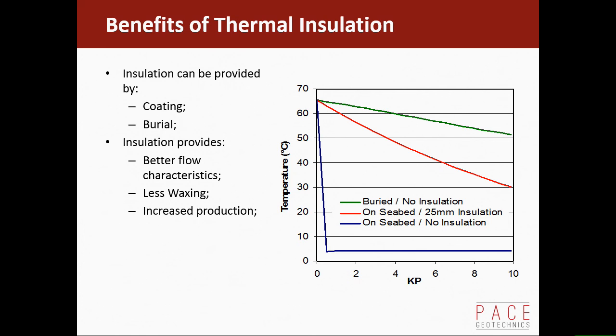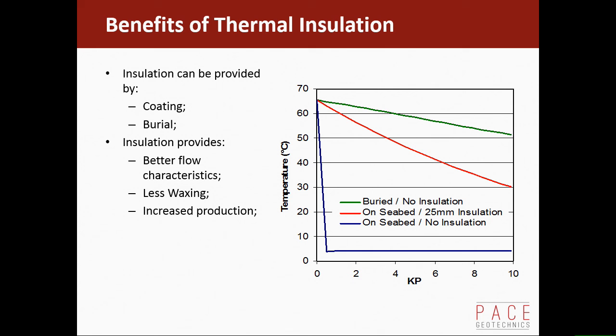Now, as an illustration of just how significant that thermal insulation can be, this is a pipeline. It was actually a real case from the Gulf of Mexico. It's 10 kilometres long, and that's the temperature profile if it was just laid on the seabed with no insulation. The oil was coming in at 65 degrees C, but it very quickly cooled to the ambient temperature of the seawater.